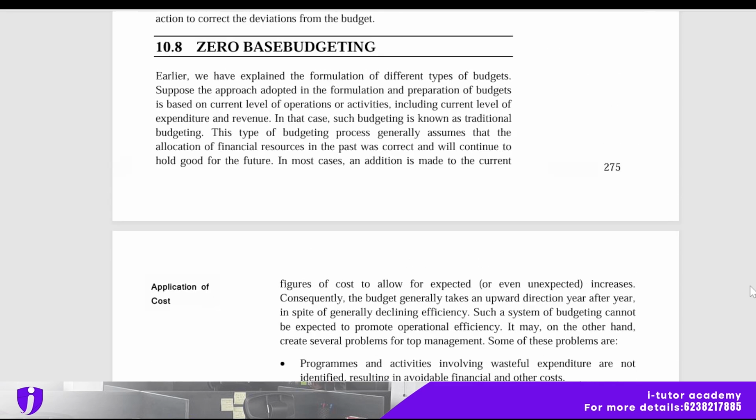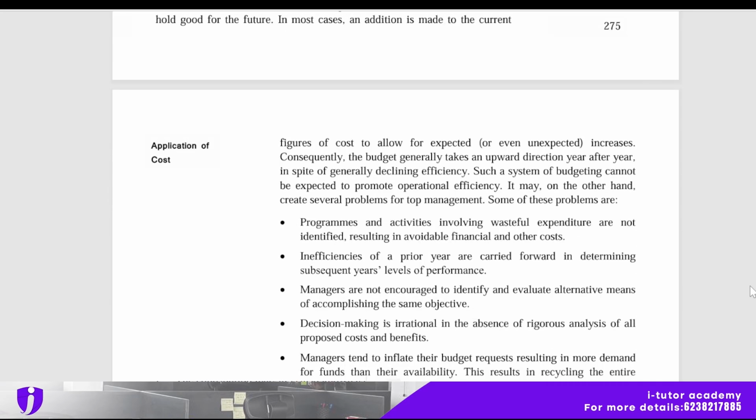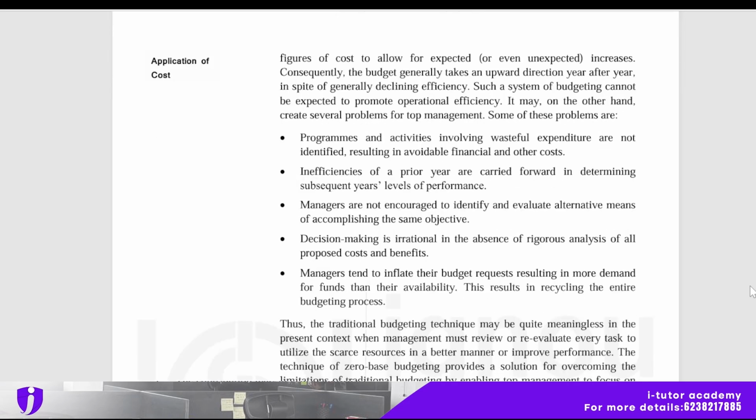Earlier we have explained the formulation of different types of budgets. Suppose the approach adopted in the formation and preparation of budget is based on the current level of operation or activity, including current level of expenditure and revenue. It may, on the other hand, create several problems for top management. Some of these problems are: programs and activities involving wasteful expenditure are not identified, resulting in avoidable financial and other costs. Inefficiencies of a prior year are carried forward in determining subsequent years' level of performance.